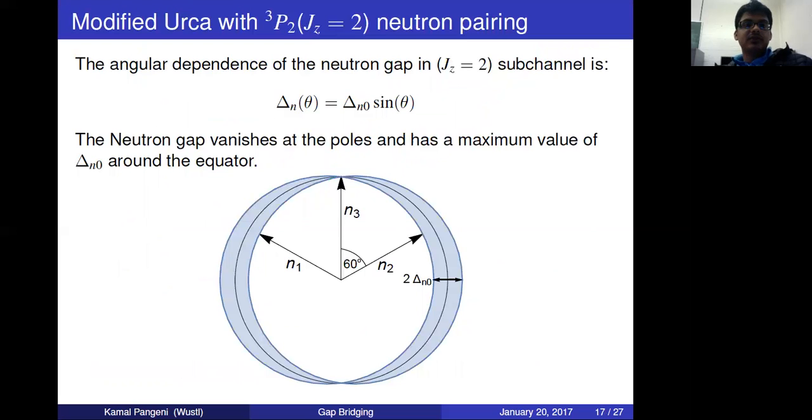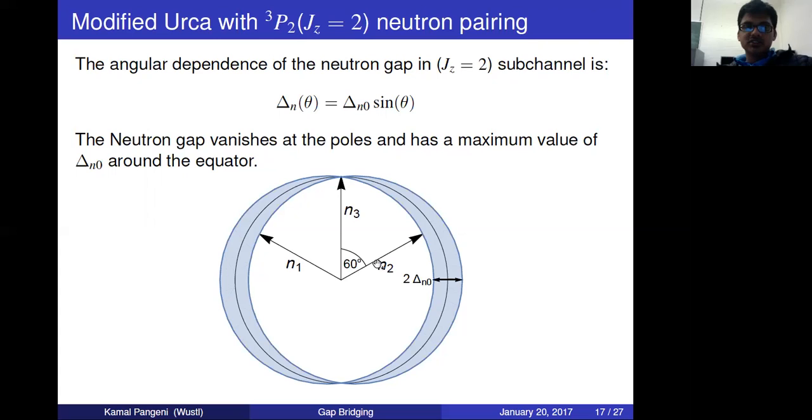Next, we go to the modified Urca process with the 3P2, JZ equals 2 neutron pairing. So here the angular dependency has a sine theta, so it has a pole on the Fermi surface. So we have a pole on the equator, we have a node on the poles. Now, even though we have these nodes in the poles, not all three neutrons can benefit from it because we still have to maintain the momentum conservation.